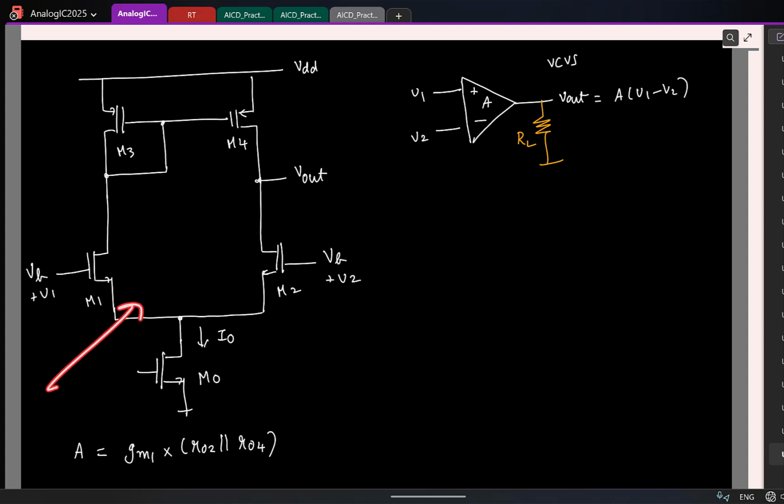Okay. So now let's try to add the load to our circuit. I want to add the load resistor. Do you think I can add the load resistor like this directly and connect it to ground? Can I do it like this? Yes, no? Why not?